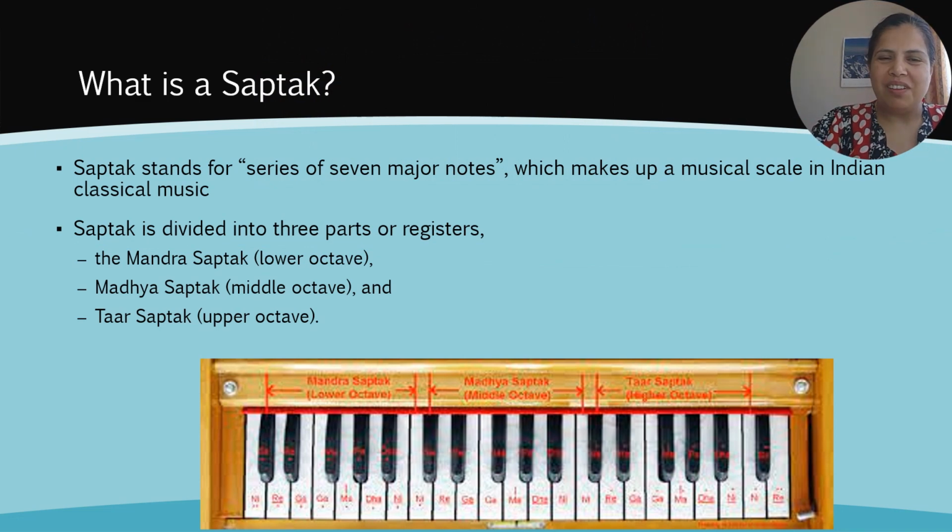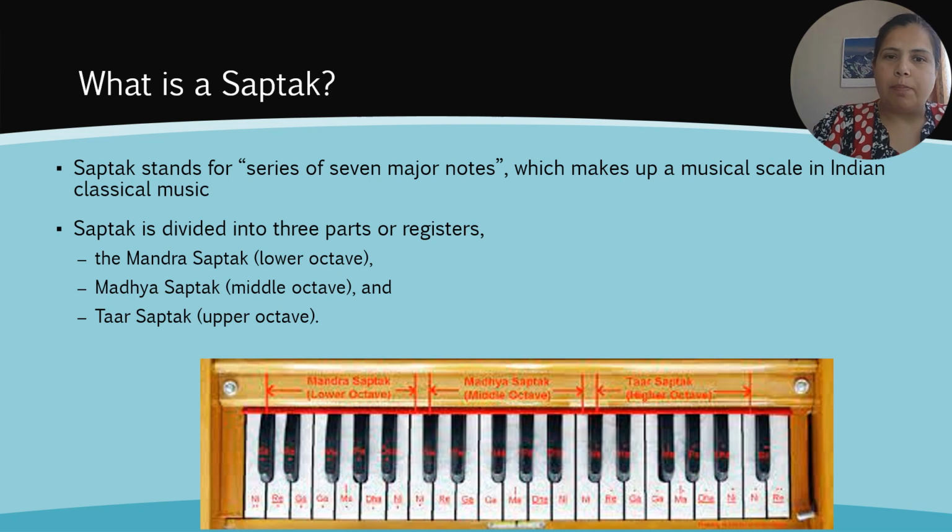So Saptak is nothing but, those who understand Hindi would know that Saptak stands for seven. Sapt means seven, and therefore Saptak would necessarily translate to a series of seven major notes: sa, re, ga, ma, pa, dha, ni, and that makes a musical scale in Indian classical music.